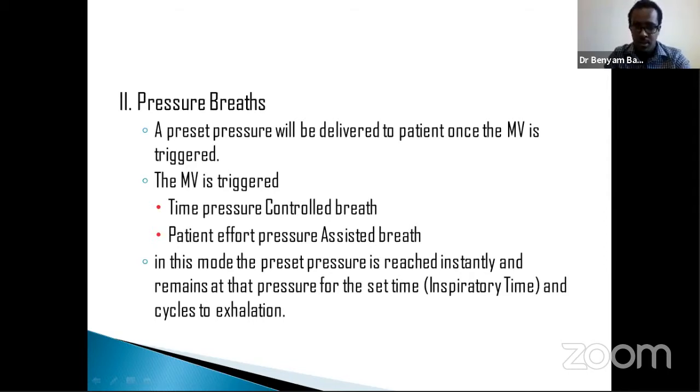So it could be controlled breaths or assisted breaths. In this mode, the preset pressure is reached instantly, and the pressure stays there for a certain time, the inspiratory time. After this inspiratory time has been achieved, the machine will cycle to exhalation.